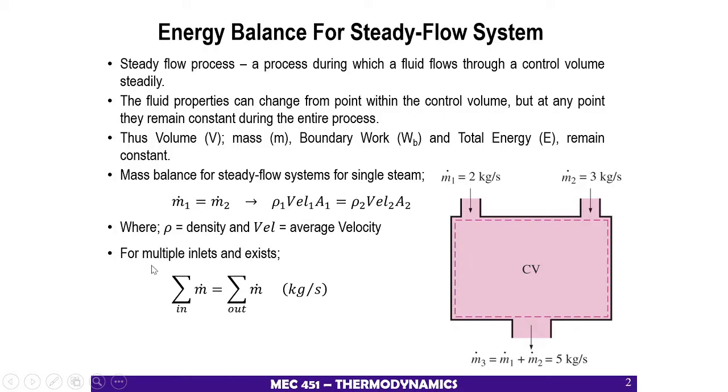For multiple inlets and outlets, the summation of inlet is equal to the summation of outlet. Which means something like this: we have 2 inlets, m1 and m2, so your outlet will be m3, whereby m3 is equal to m1 plus m2.